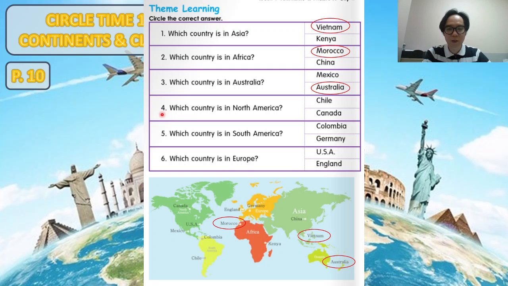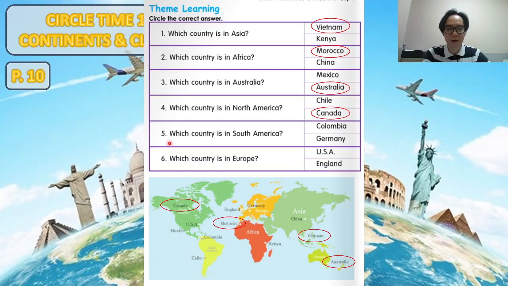Now, question number 4 asks, which country is in North America? We just said Mexico is in North America. Is that the only one? Nope, it's going to be one of these two: Chile and Canada. I'm pretty sure you know the answer because we've talked about it many times. In North America is Canada. So our answer for number 4 is Canada.